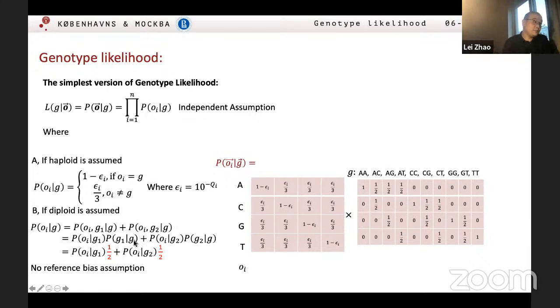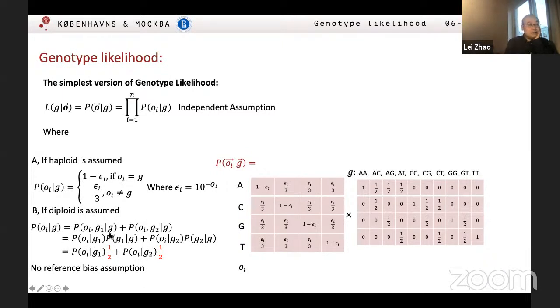And if we assume that the observation has no preference to be the first nucleotide or second nucleotide, which we call the no reference bias assumption, then for a specific read, it coming from the first nucleotide of the genotype or the second nucleotide of the genotype will be a half and a half. And you can just multiply them together. And this part actually is the same as the haplotype genotype likelihood. And this is the formula way.